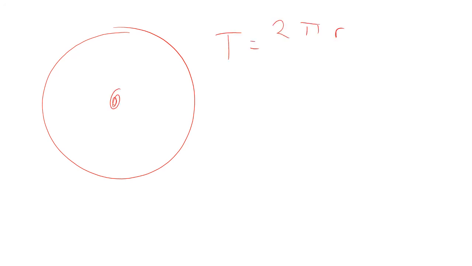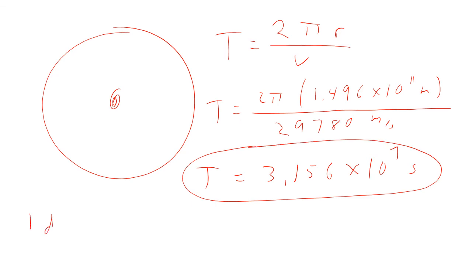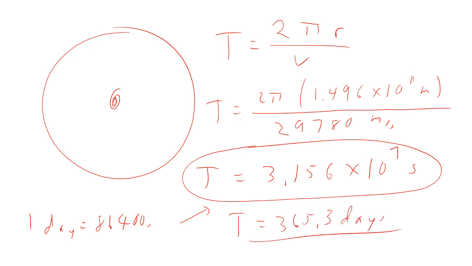Well, the next question is, how long would it take to go around? Well, we know the orbital period is going to be the distance around, so there's the sun, divided by the velocity. Well, that's going to be 2 pi times the distance around, which is 1 AU, 1.496 times 10 to the 11 meters, divided by, we'd said this was 29,780 meters per second. So the orbital period comes out to be 3.156 times 10 to the 7 seconds. Well, we know that 1 day is 86,400 seconds. So if I divide there, this comes out to be 365.3 days.